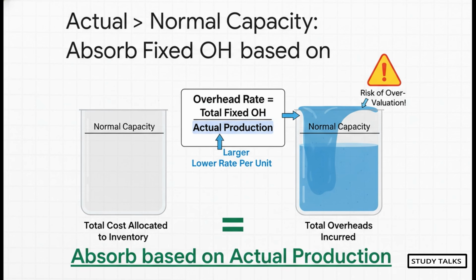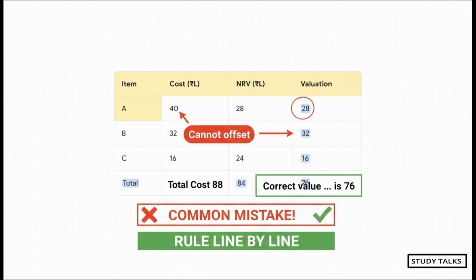This table shows it perfectly. Look at item A. Cost is 40, NRV is 28. We take the lower one, 28. Now look at item C. Cost is 16, NRV is 24. We take the lower one, 16.